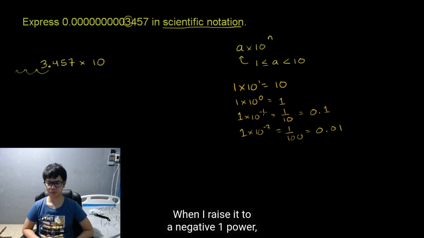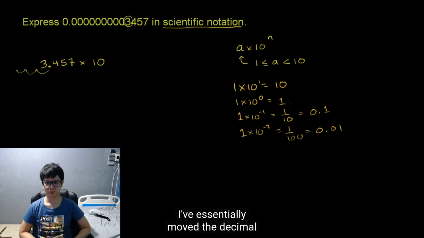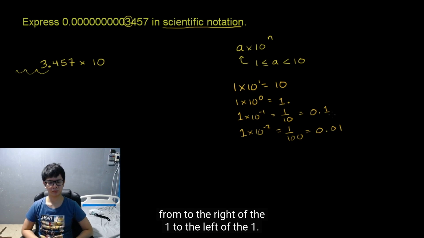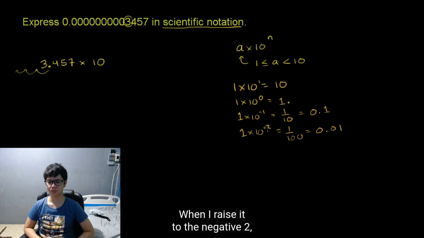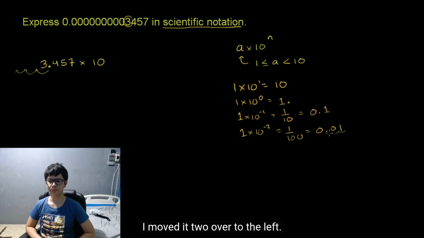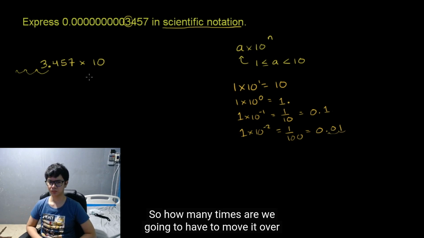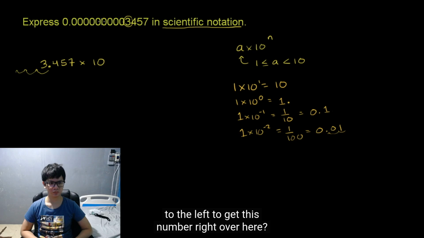What's happening here? When I raise it to a negative 1 power, I've essentially moved the decimal from the right of the 1 to the left of the 1. I moved from there to there. When I raise it to the negative 2, I moved it 2 over to the left. So how many times are we going to have to move it over to the left to get this number right over here? So let's think about how many zeros we have.